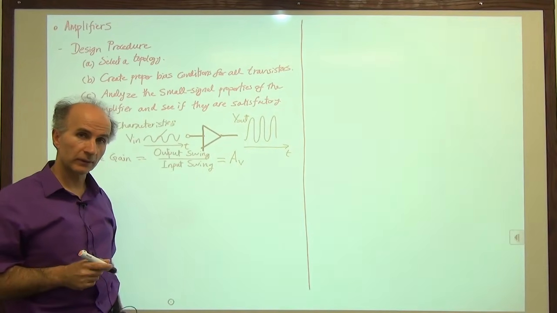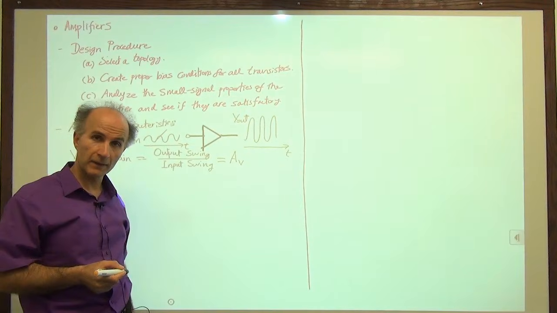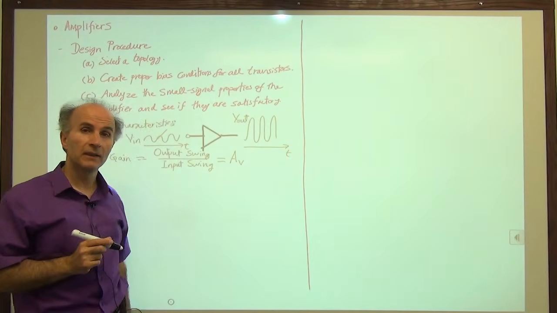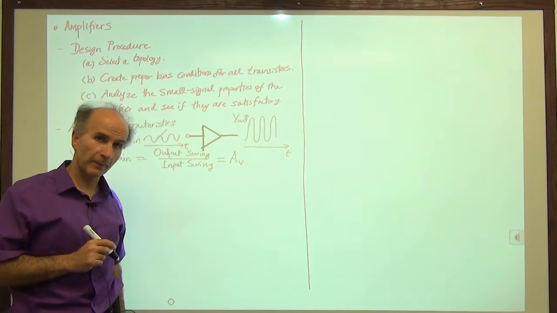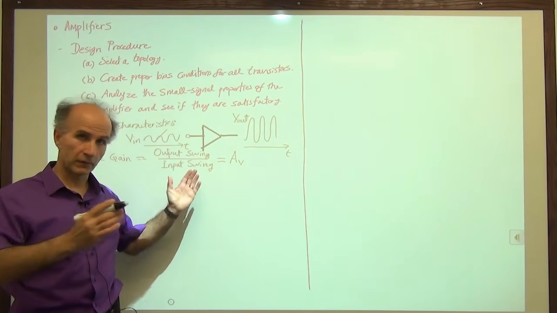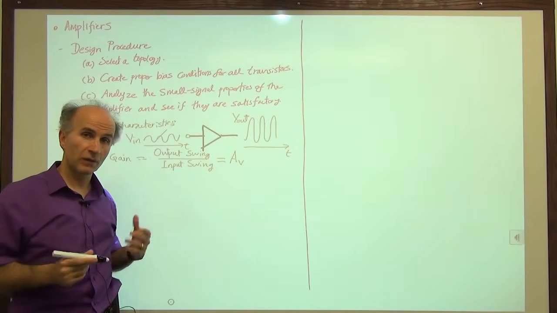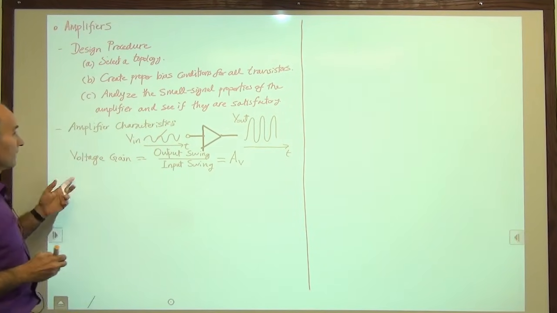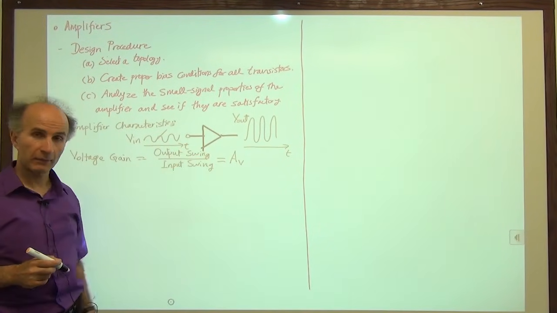How much gain is good? Well, you could have a gain of 4 or 5 in some cases. You could have a gain of 100,000 in the op-amp that I just showed you. The 741 op-amp has a gain of 100,000. So we have several orders of magnitude in the gain range that we have in our designs. That's one of the characteristics that we care about when we design an amplifier.